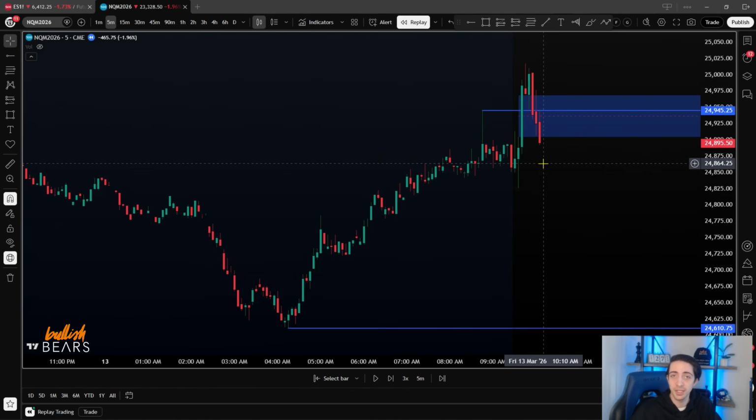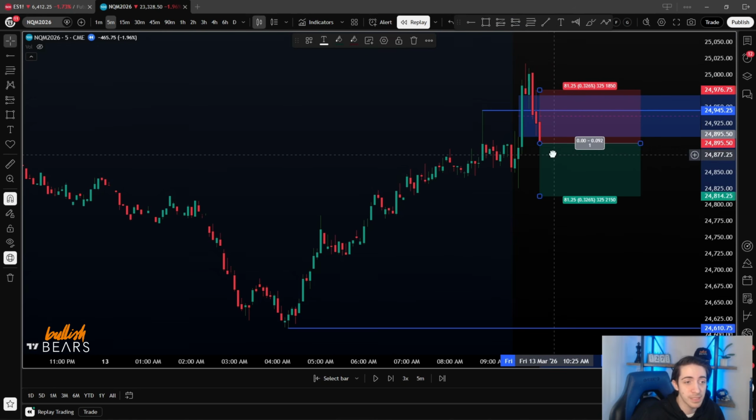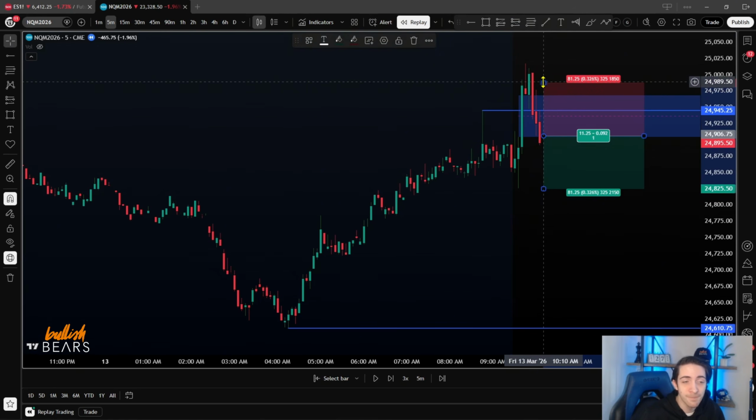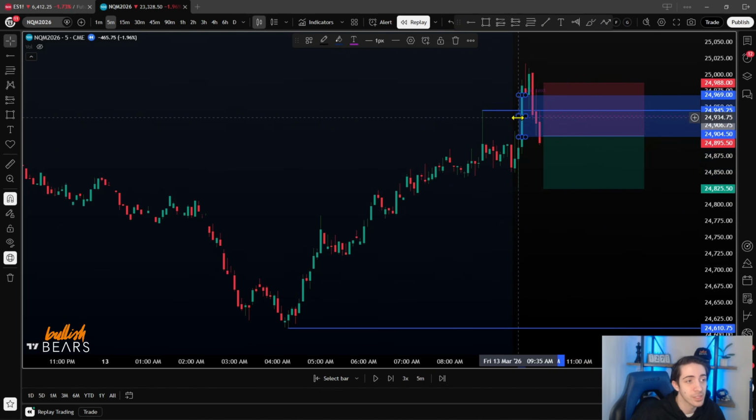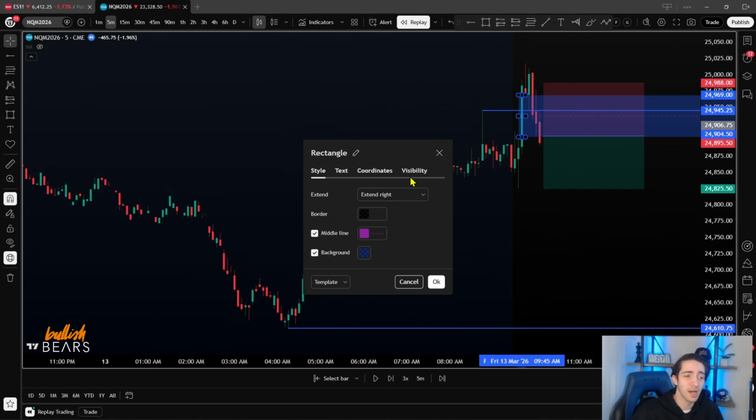Now there's two ways you can enter an inverse fair value gap. The first way is just by taking it as soon as we get the close below. Another way would be taking it on the retest of the zone. And there is a third way, which would be taking it at the 50% retracement of the fair value gap itself, or inverse fair value gap at this point. You could turn that on TradingView.